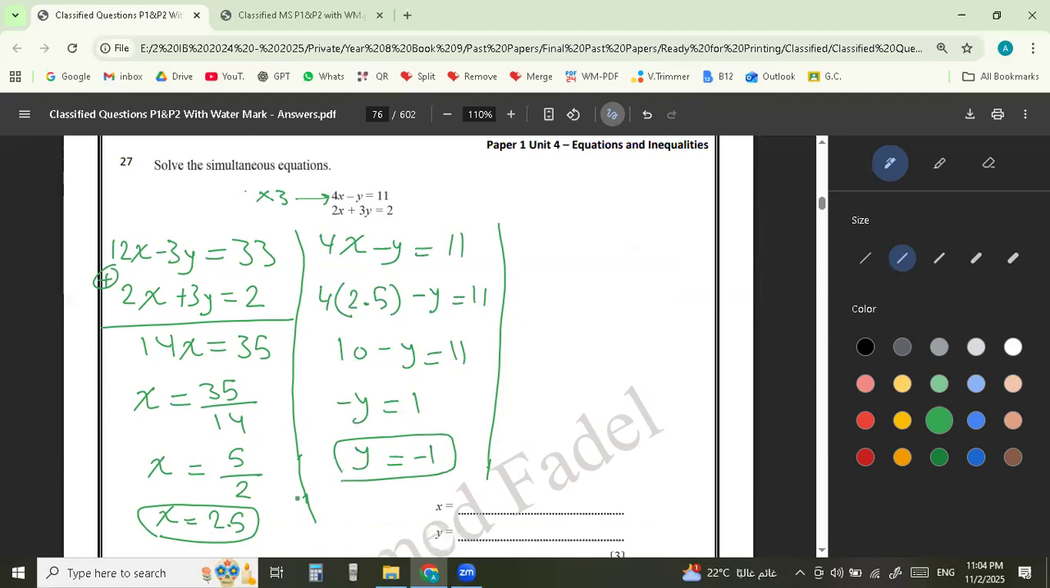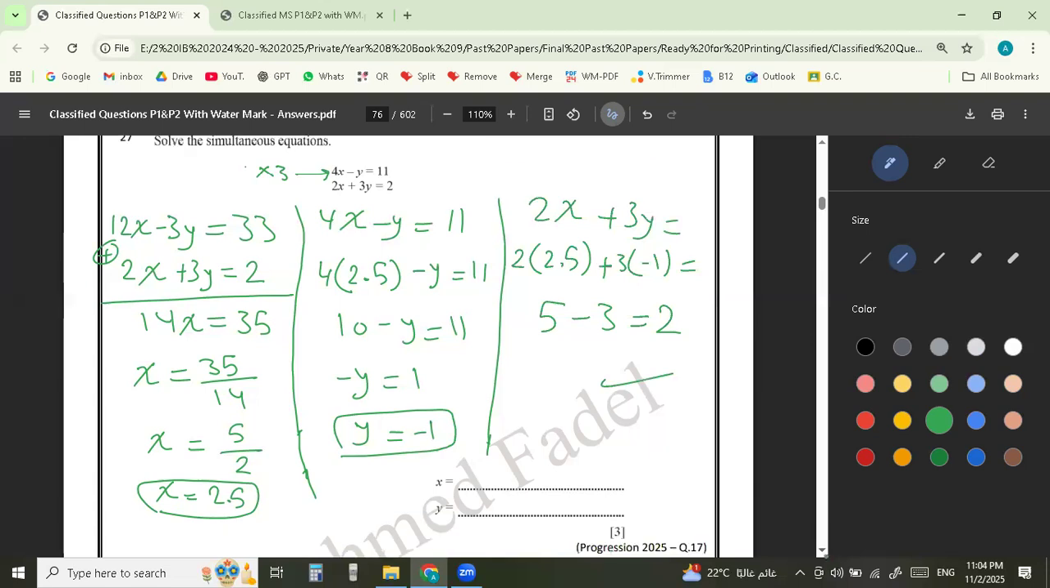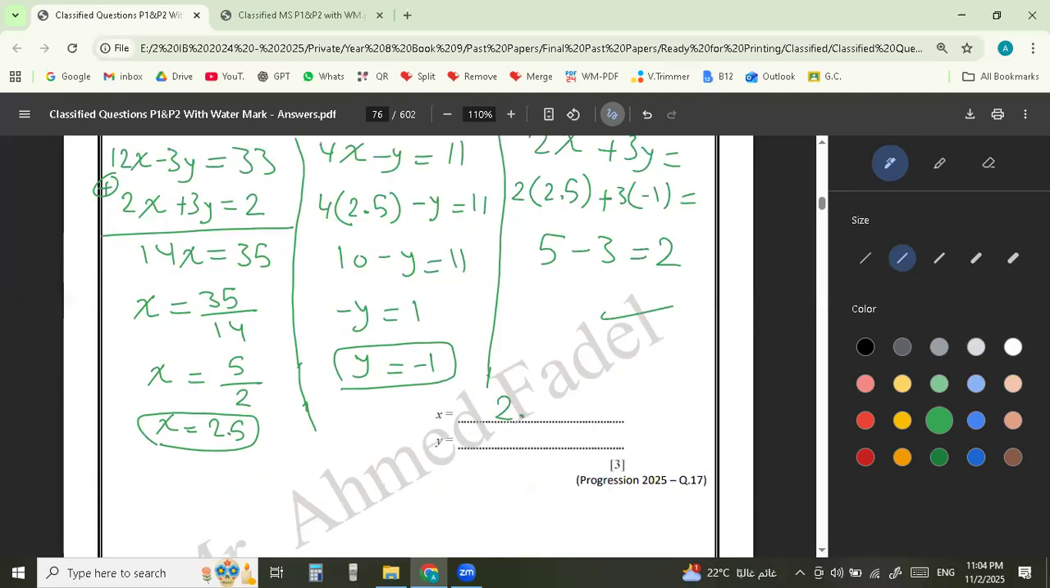Let's use this to check our work. 2x plus 3y, will it be equal to 2? We need to see this. 2x means 2 times x, which means 2 times 2.5, which is 5. 2 times 2.5 plus 3 times negative 1 equals 2 times 2.5 is 5, positive 3 times negative 1 is negative 3, equals 2. Yes, I found that it is equal to 2. What we found is correct: x is 2.5, while y is negative 1.